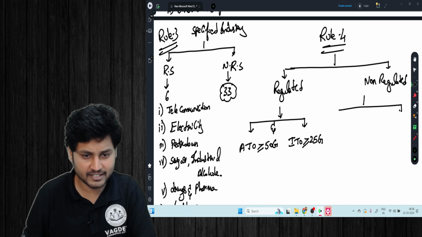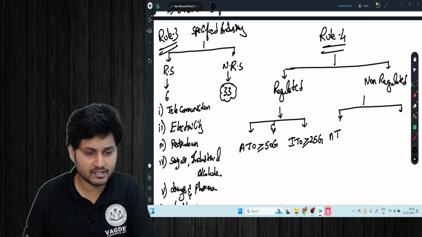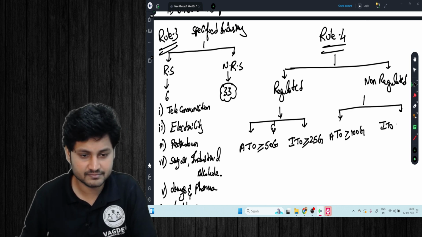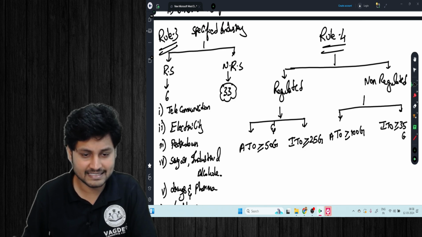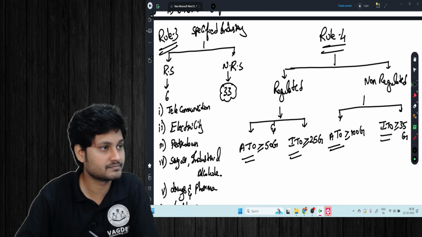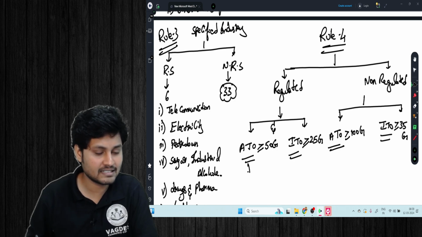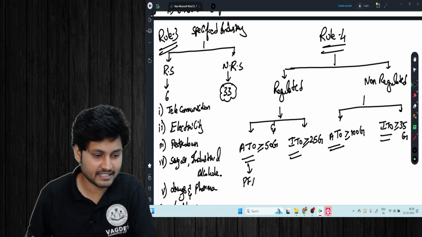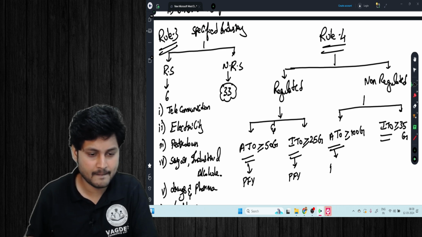Again two branches. Non-regulated again has two branches. Aggregate turnover how much? More than or equal to 100 crores. And individual turnover of each product how much? More than or equal to 35 crores. And all the turnovers are required to be calculated for the preceding financial year only, not the current year. Aggregate turnover must be of the preceding financial year.